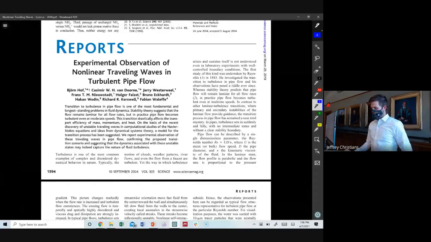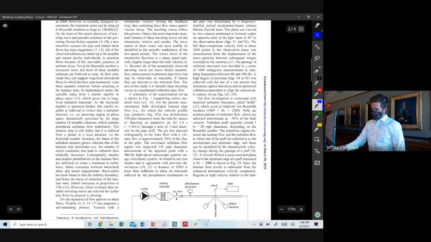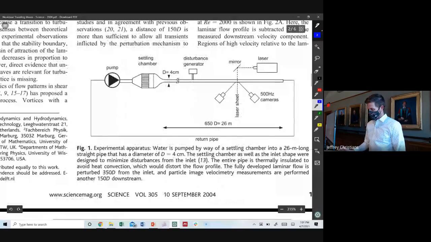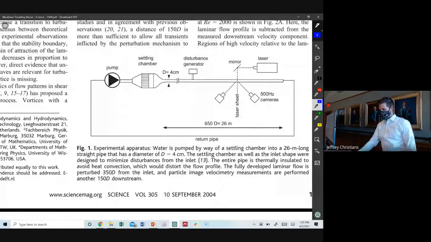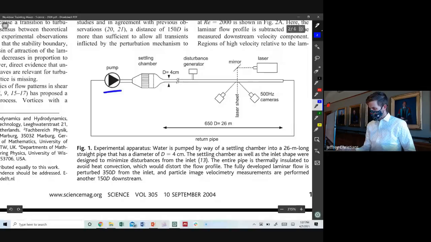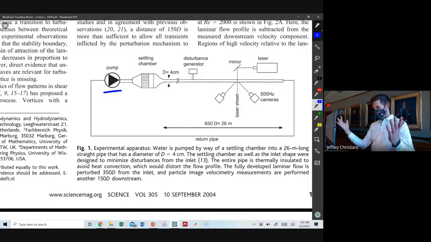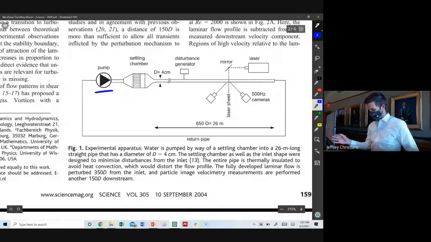This was a published experimental observation of nonlinear traveling waves in turbulent pipe flow. It seems super specific, and it is, but this is just to give you an idea of what the experiment was. They had a pump, which you can see here, that's pumping water, probably. I don't remember whether it was water or glycerol or some fluid.